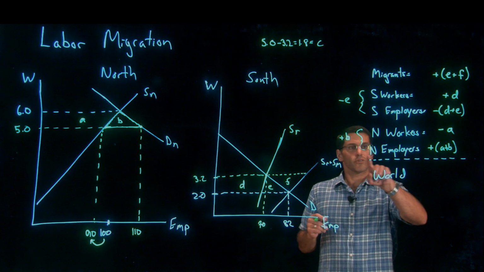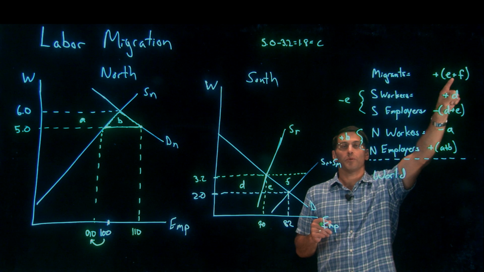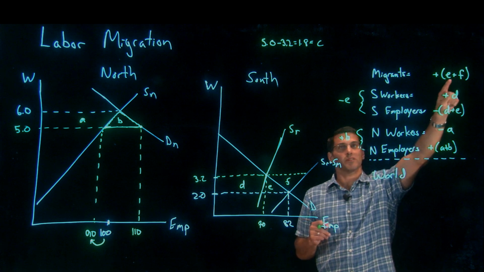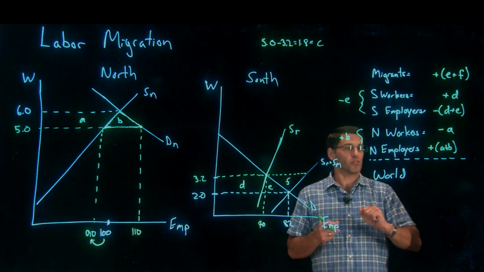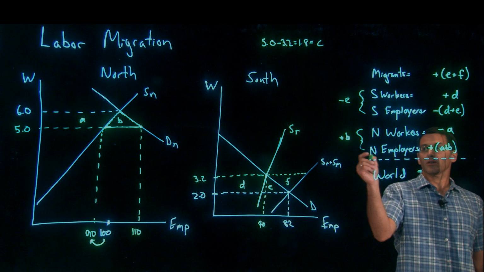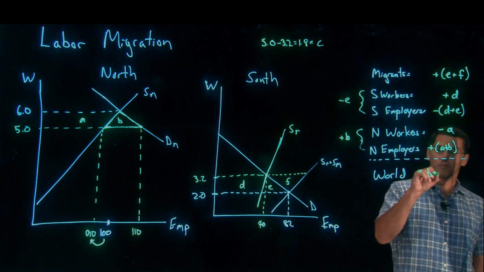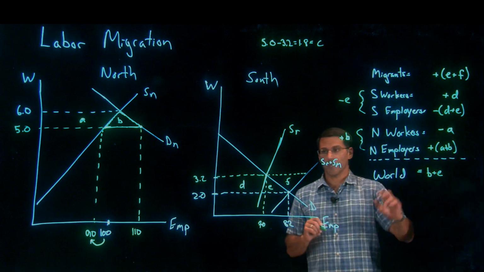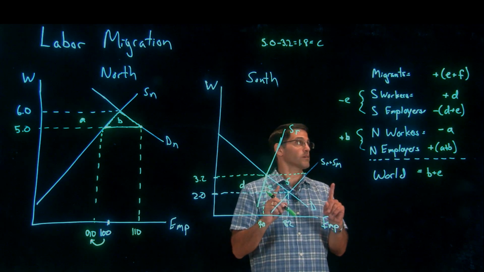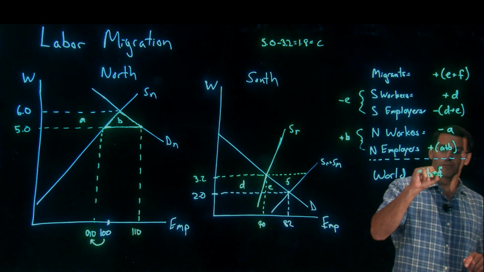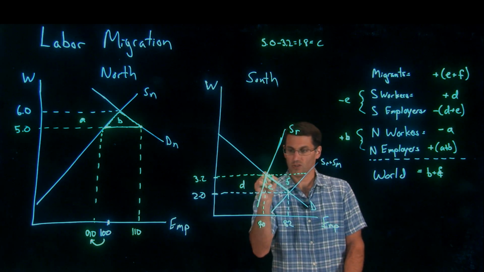Right? So you have the migrants gaining E and F, but E, of course, comes at the expense of the Southern employers. As far as global welfare is concerned, those E's cancel each other. So there's the gain of E, and then in the North, you have the employers gaining B. So there's a net gain of B and F, right? Which is this triangle. These are our gains triangles.